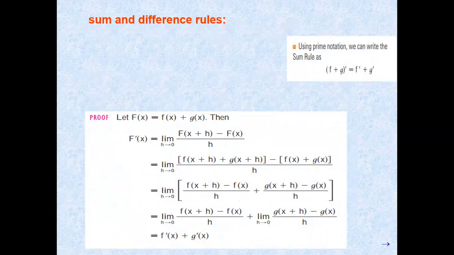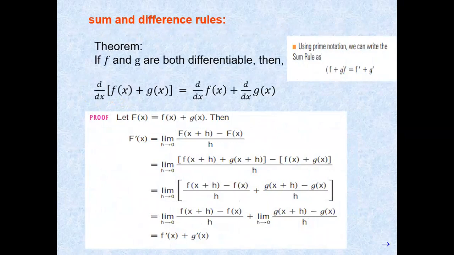So, sum and difference rules. The theorem says that if f and g are both differentiable, meaning they have a derivative, a limit at that specific point, then d/dx of f of x plus g of x equals d/dx f of x plus d/dx g of x. Using the prime notation, we can write the sum rule as f plus g prime equals f prime plus g prime. Likewise, for the difference rule, f minus g prime equals f prime minus g prime.